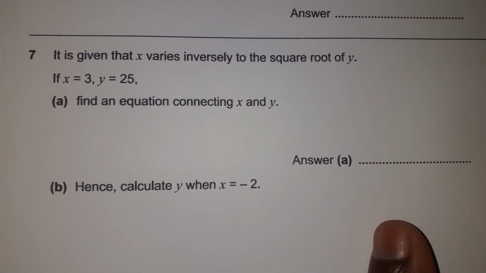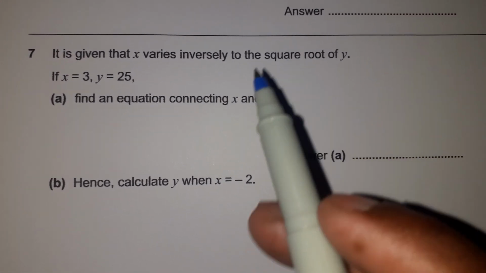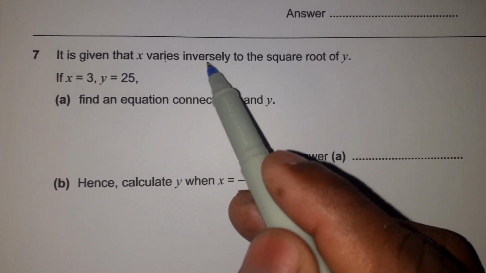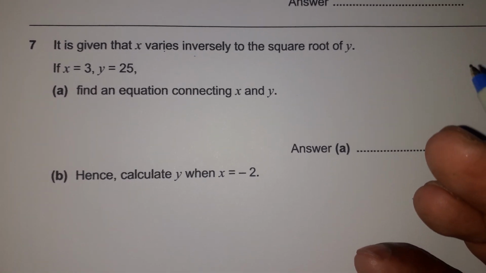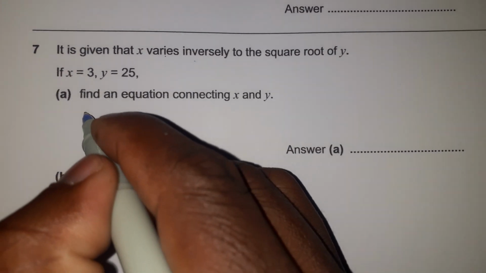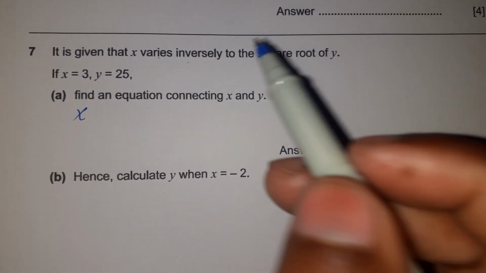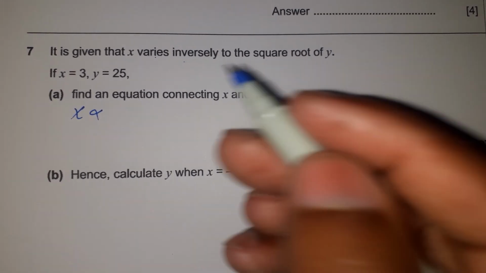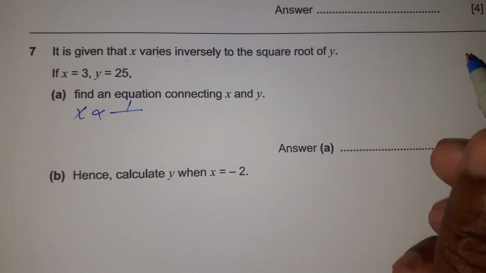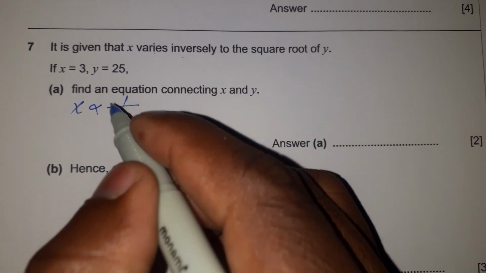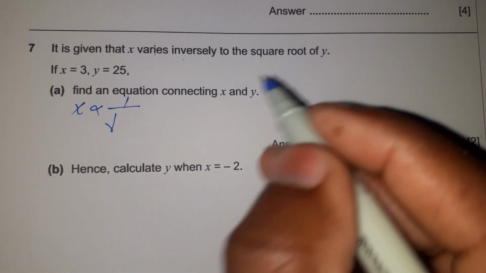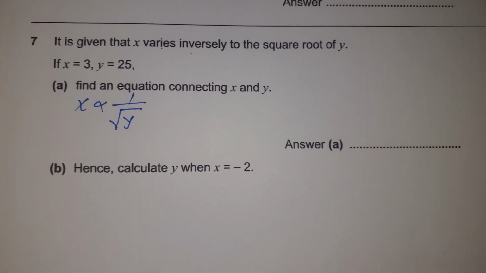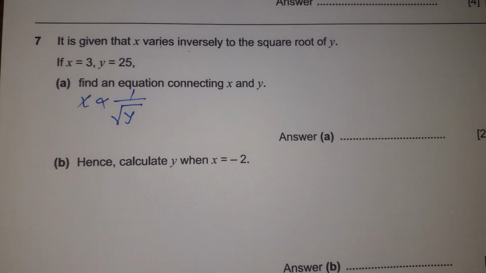Now, to answer this question, this statement is very important. X varies inversely, that means indirect proportion. Therefore, we write x, because it varies inversely, we write that inverse, we know it's 1 over the square root of y. But that is not the equation connecting x and y.